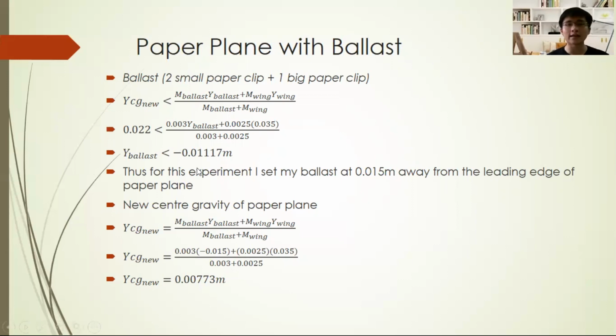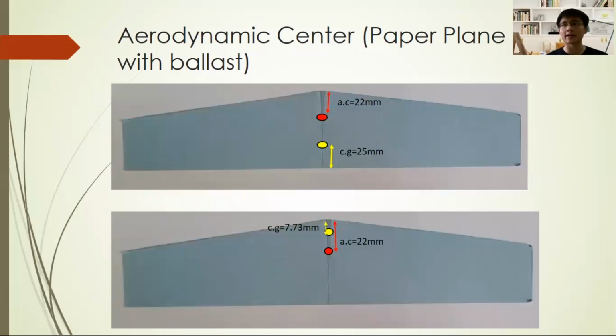So I get negative 0.11. Thus, for my experiment, I set my weight 0.015 meters away from the leading edge. After that, I recalculated my center of gravity, and it showed that my new center of gravity is 0.007. So here you can clearly see that my center of gravity is in front of the aerodynamic center. These two pictures clearly show the improvement of my center of gravity.